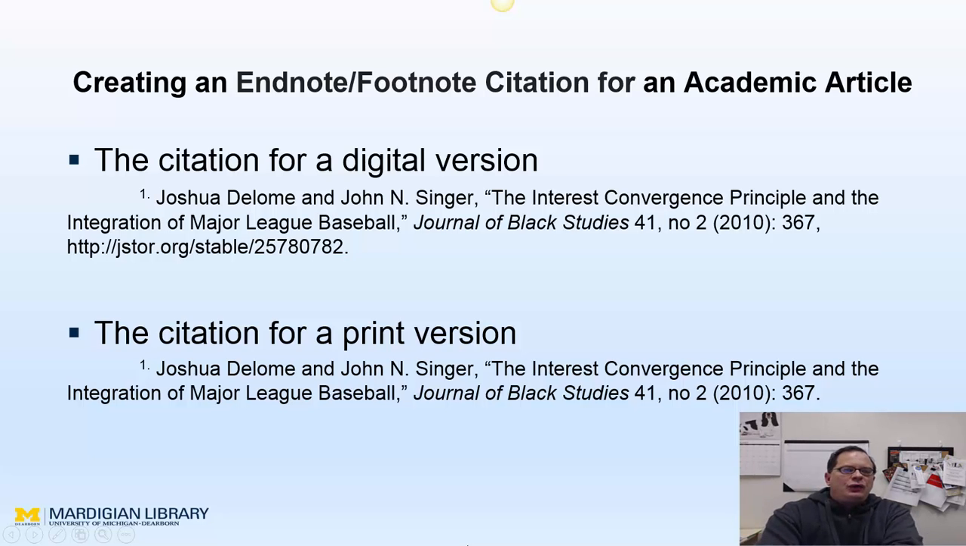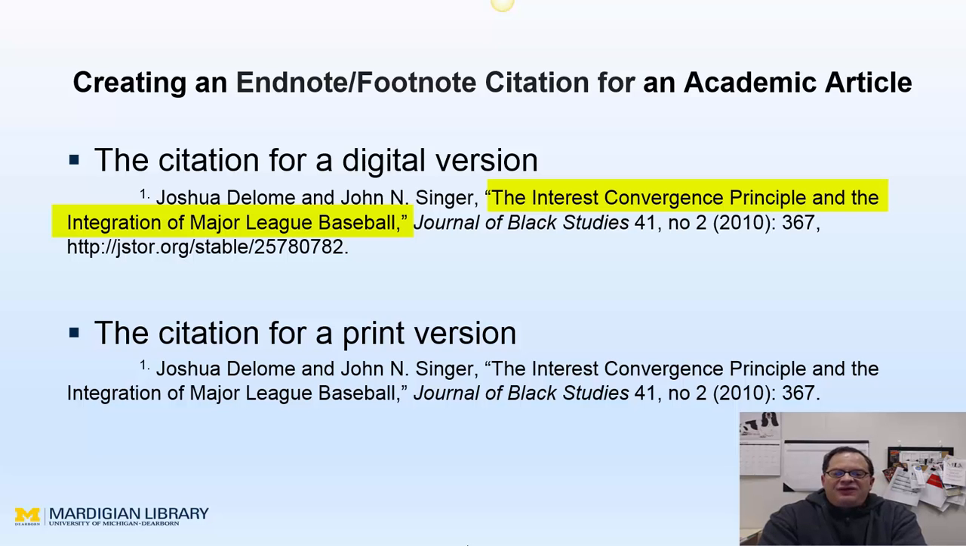So let's go ahead now and create the CMS citation for an endnote or footnote for an academic article. And now we are ready to create our endnote or footnote citation for our academic article. So the first thing we are doing is establishing what number this endnote or footnote is. In this case, it is 1. Then we will indent, list the number, which in this case again is number 1, and then list the authors or author. In this case, it is authors, Joshua DeLome and John N. Singer. And if it was just one author, we would just have the comma after Joshua DeLome, and then go into the title of the article and put quotation marks around the article.